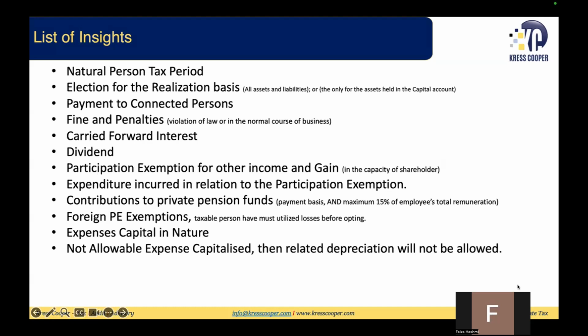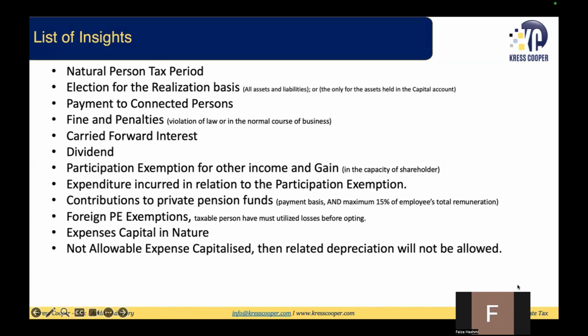Expense is capital in nature. Suppose you are buying machinery, you are claiming it in the profit and loss account as an expense, you are arriving at the taxable income, loss is no, this will not be allowed, it will be added back. You will be able to claim only depreciation, only amortization. Otherwise, you will not be able to claim straightforward expenses.